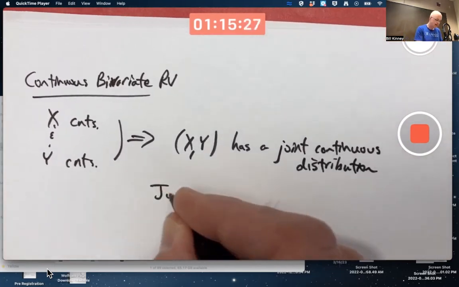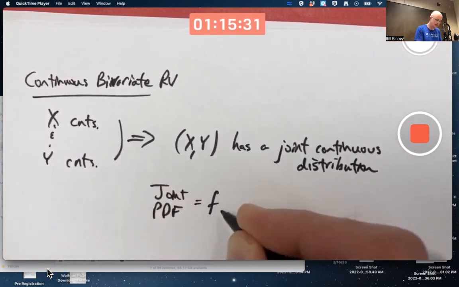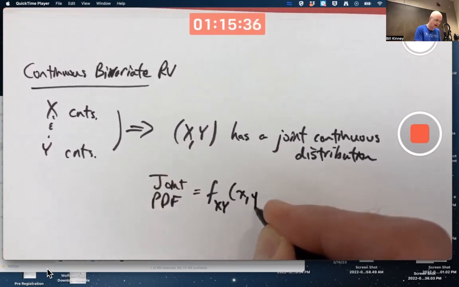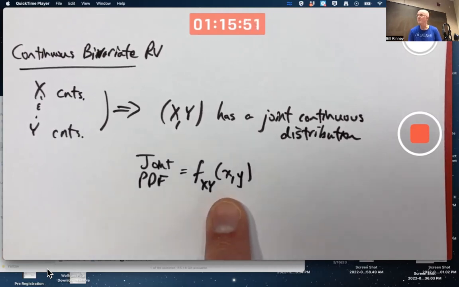The joint PDF is still going to be denoted little f sub capital XY of little x, y. But now this no longer represents a probability, right? Just like in chapter 4, the PDF didn't represent a probability, it represented a probability density. We have to integrate it to find probabilities. But being a multivariable function, we have to do double integrals to find probabilities.